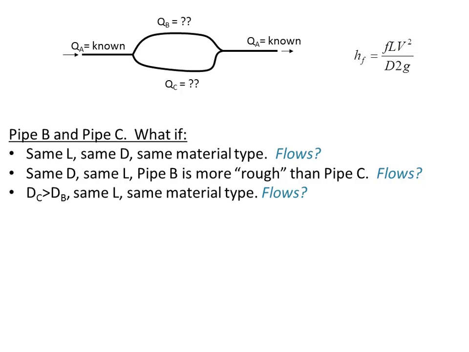What if the diameter of pipe C is bigger and everything else is the same? How would the flows compare then? More in C. Why? There's less friction loss in the larger pipe. Larger pipe means slower velocities. Slower velocities means less friction loss. Less friction loss is the reflection of the fact that there is less resistance to flow. And so more is going to go through the pipe that gives it less resistance.